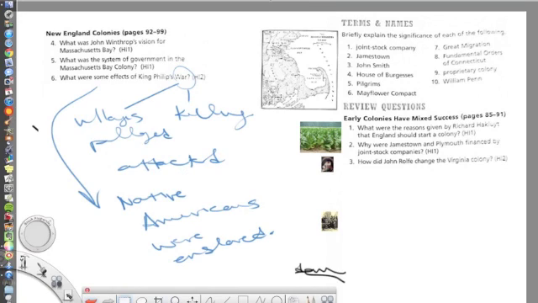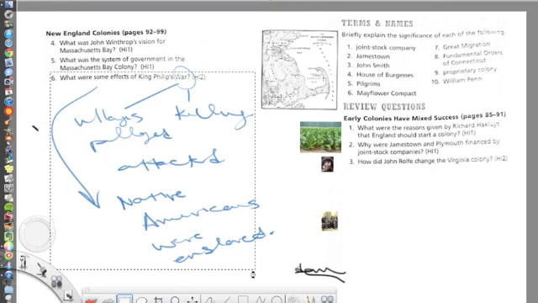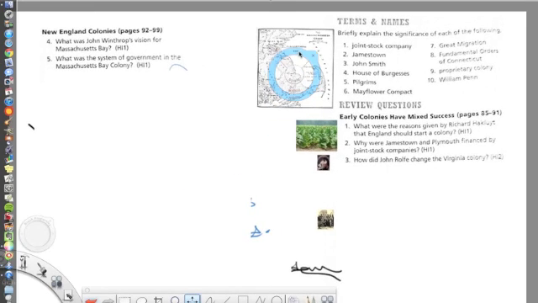Number 5 reads, what was the system of government in the Massachusetts Bay Colony? I have a reference here of the Massachusetts Bay Colony, and maybe I can grab this one.